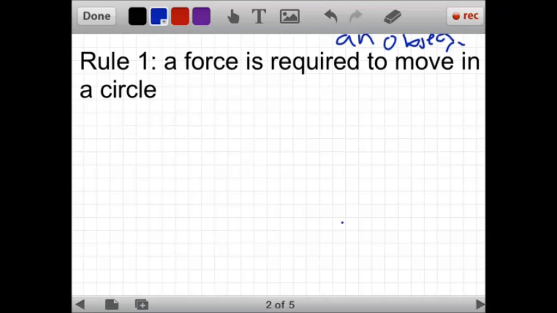Same with the bowling ball. If you just roll a bowling ball on the floor, it's going to move in a straight line, right? But if you apply a force to it by hitting it with a hammer or something like that, you can get it to move in a circle, right? So rule number 1, a force is required to move an object in a circle. It will not move in a circle without a force.